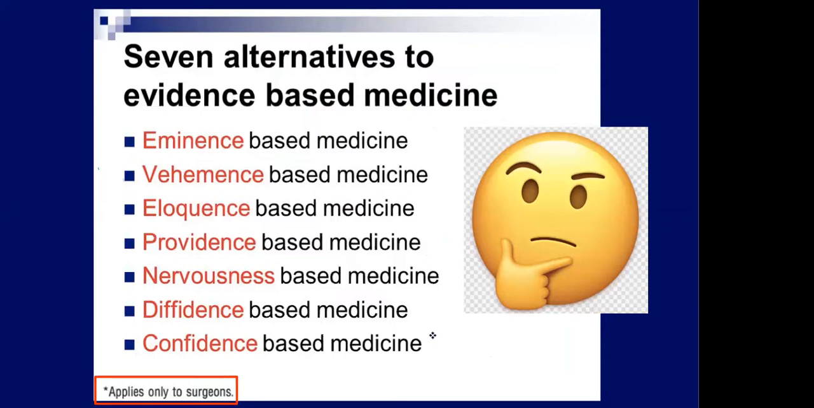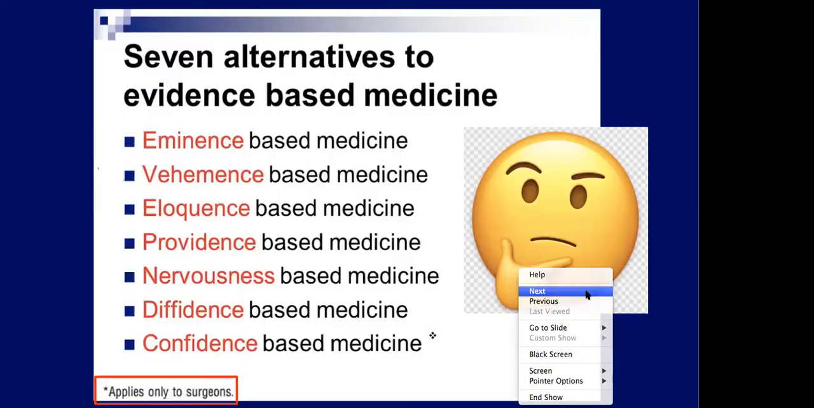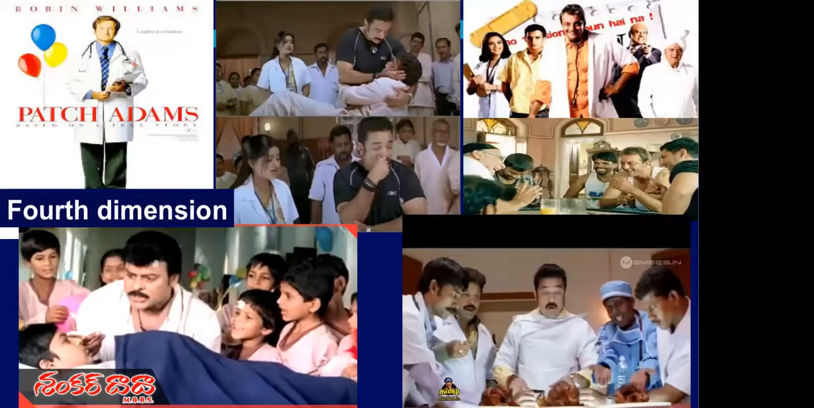Eminence, experts, there's vehemence, you know, in a meeting room, whoever is loud is the one that's correct, isn't it? So that's vehemence-based, eloquence-based, somebody who's smartly dressed and can deliver the goods beautifully by talking so very well is eloquence. And then there is providence. Everything is left to God's hands. And then there is nervousness, diffidence, confidence-based medicine. Confidence-based medicine is very important because it applies only to surgeons and not to anybody else, because they are the only ones who can say that.